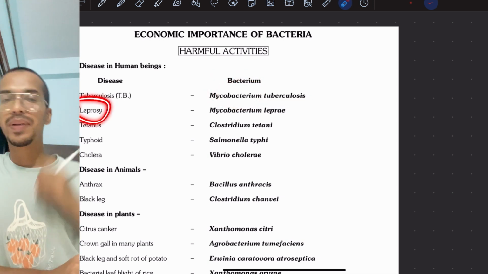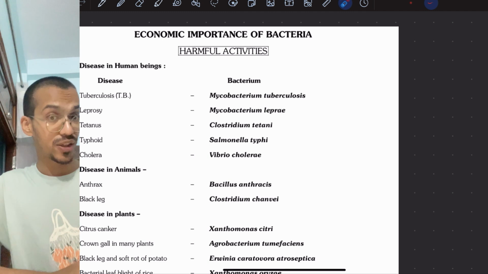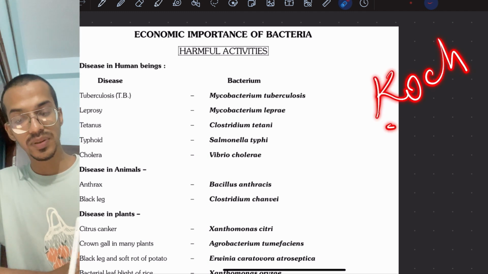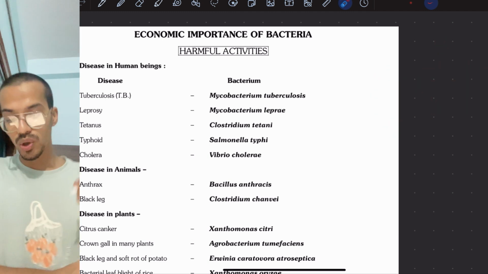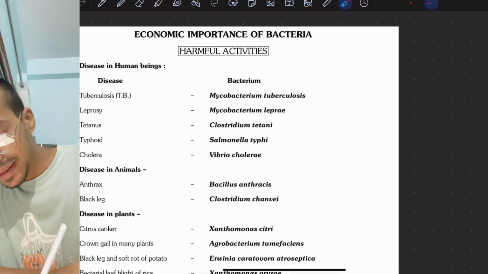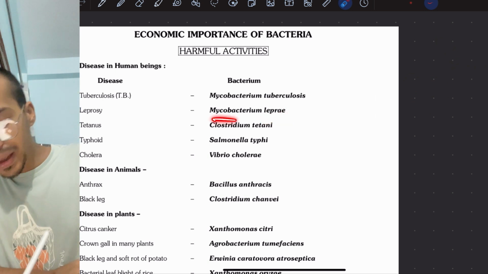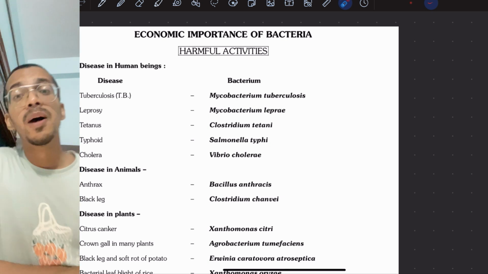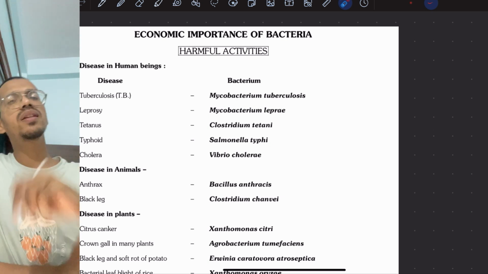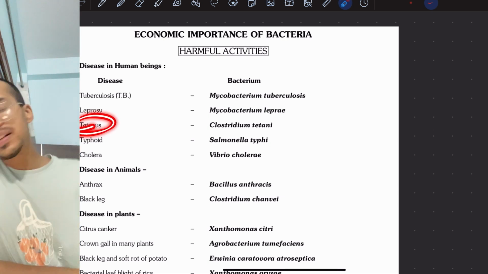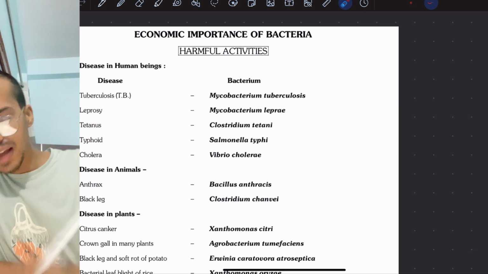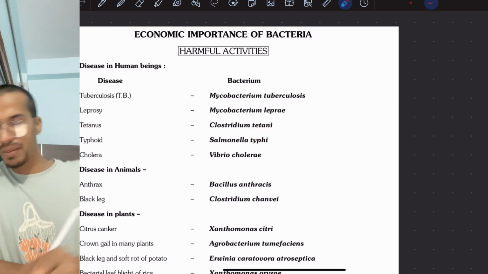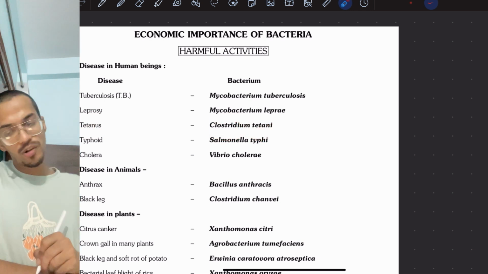Next is leprosy, which was found by Robert Koch. Leprosy is also caused by Mycobacterium only. So Mycobacterium we have studied as one genus, and another species in the same genus causes leprosy. Then tetanus, Clostridium tetani. Here the name is tetani, easy to remember. Only Clostridium you have to remember.